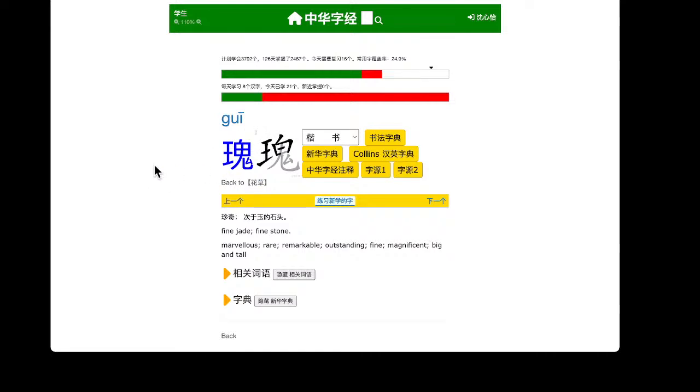The precious stone is not as good as jade, but second to jade, refers to that kind of precious stone. Okay, so in Chinese there is a word called 瑰宝. When you say 瑰宝, that means it's something really good, even though it's not the top good, but it's really good. So it's extended to mean marvelous, rare, remarkable, outstanding, fine, magnificent. Big and tall, all these meanings. Okay, so you can see.